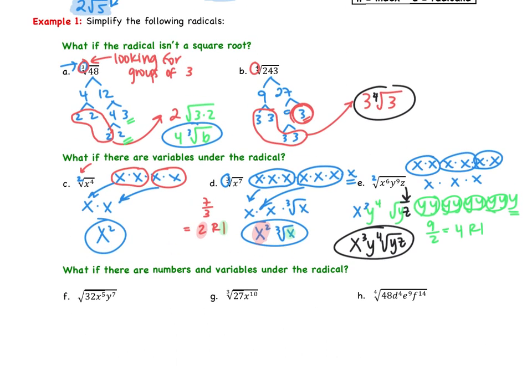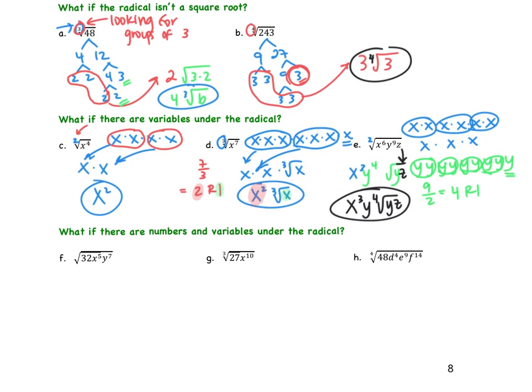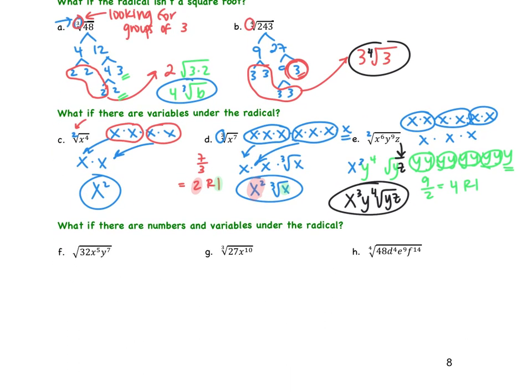Okay, so then last set of examples for this type is when there's numbers and variables underneath the root. So that's what we're going to do next. For F, there's no index, which tells us it should be a 2. We're going to break these all down separately. So if I start with the 32, I get 16 times 2, 4 and 4, 2, 2, 2, 2. Index of 2 means I'm looking for pairs. So I have a pair, 1 left over. So 1 pair comes out, the other pair comes out. The one that's left stays underneath the root.